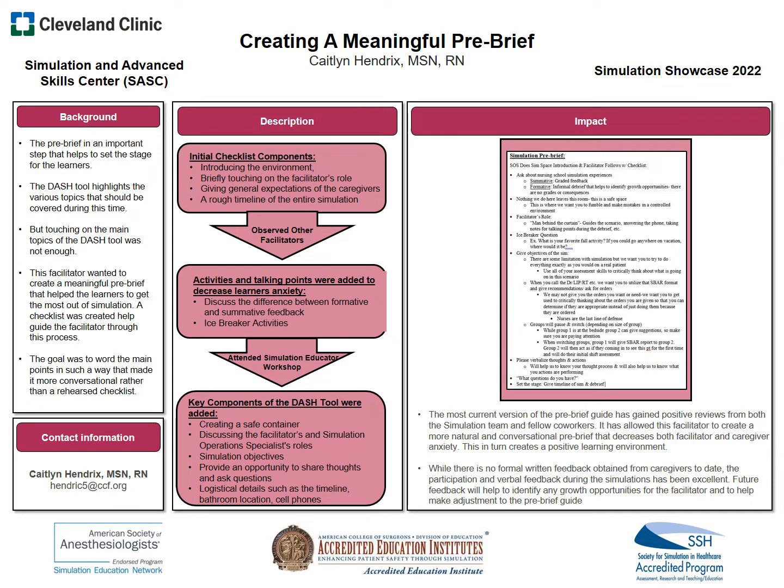For example, instead of just saying, "This is a safe space," it was expanded to say, "Nothing we do here leaves this room. It's a safe space. This is where we want you to fumble, and we want you to make the mistakes in a controlled environment." Another element that really seemed to make a difference was to discuss our expectations of the learners.